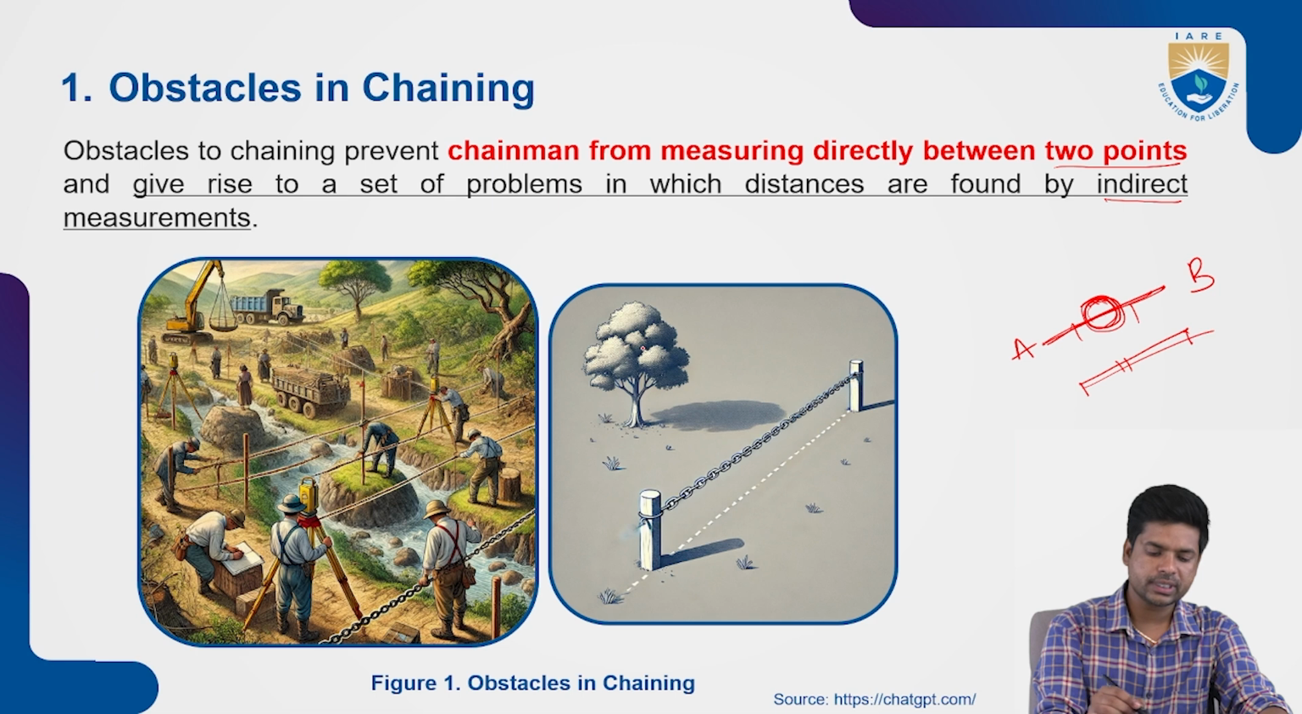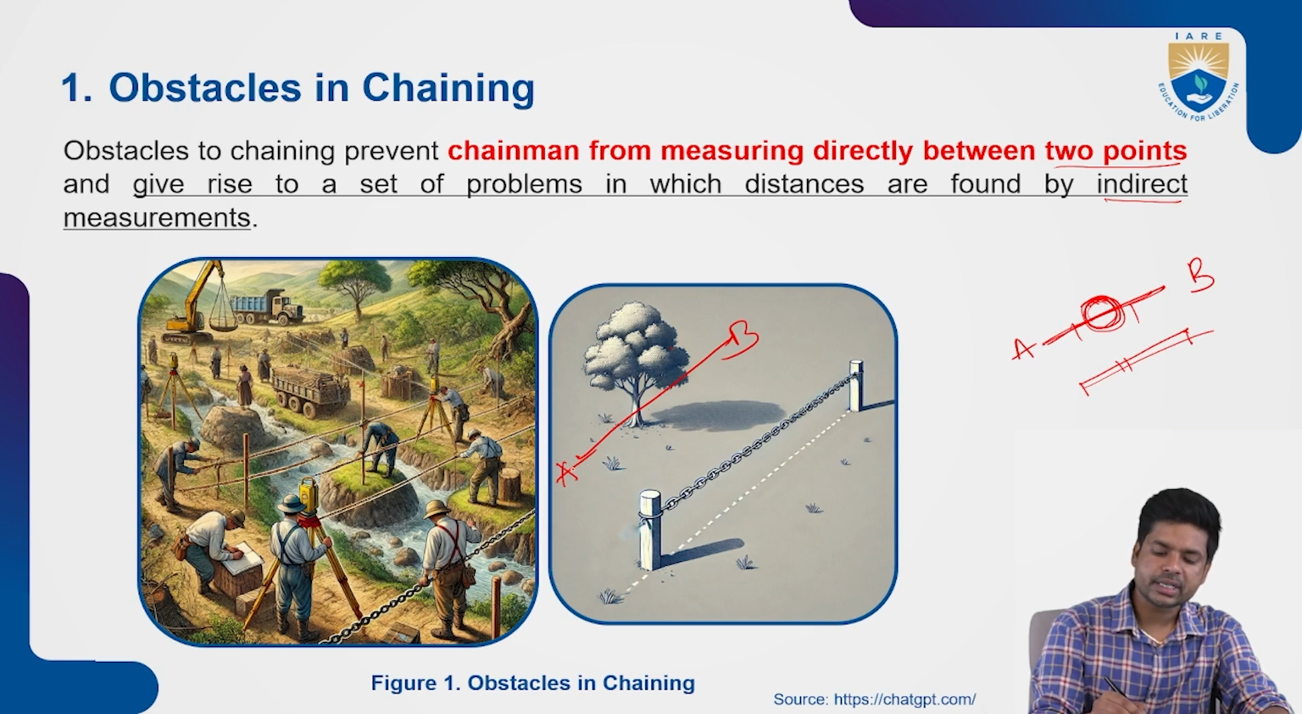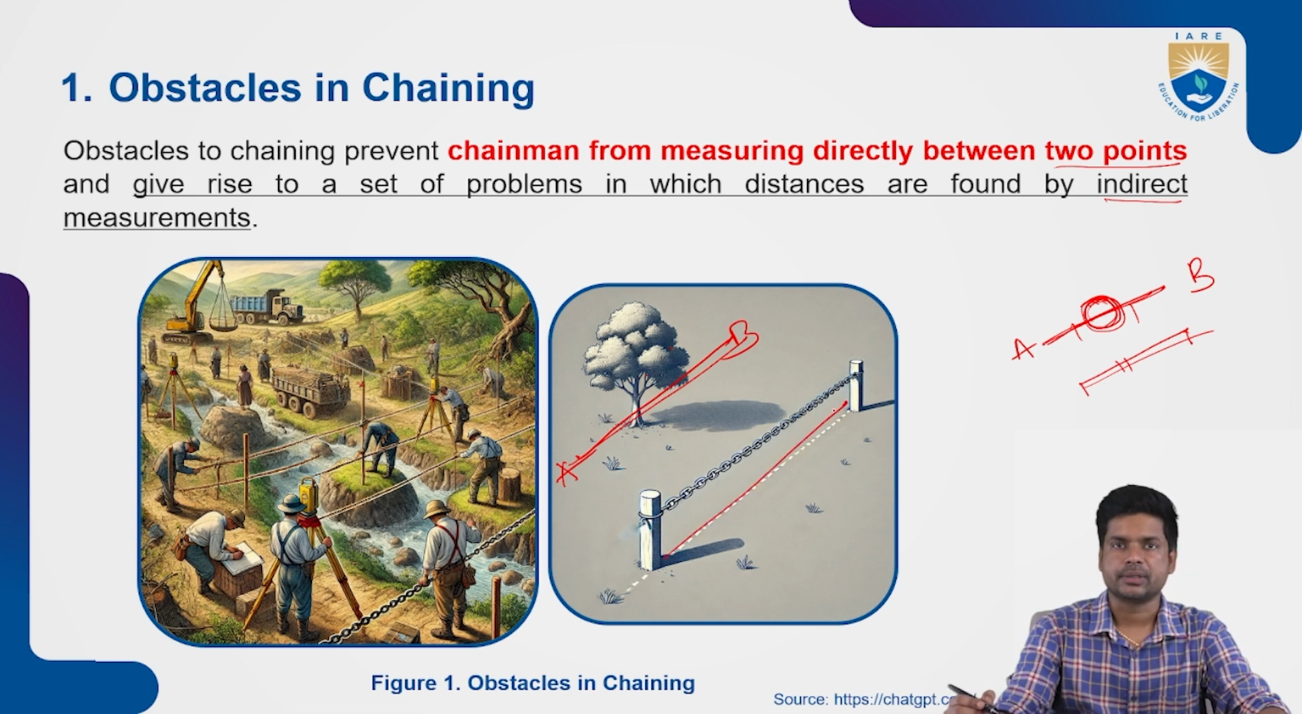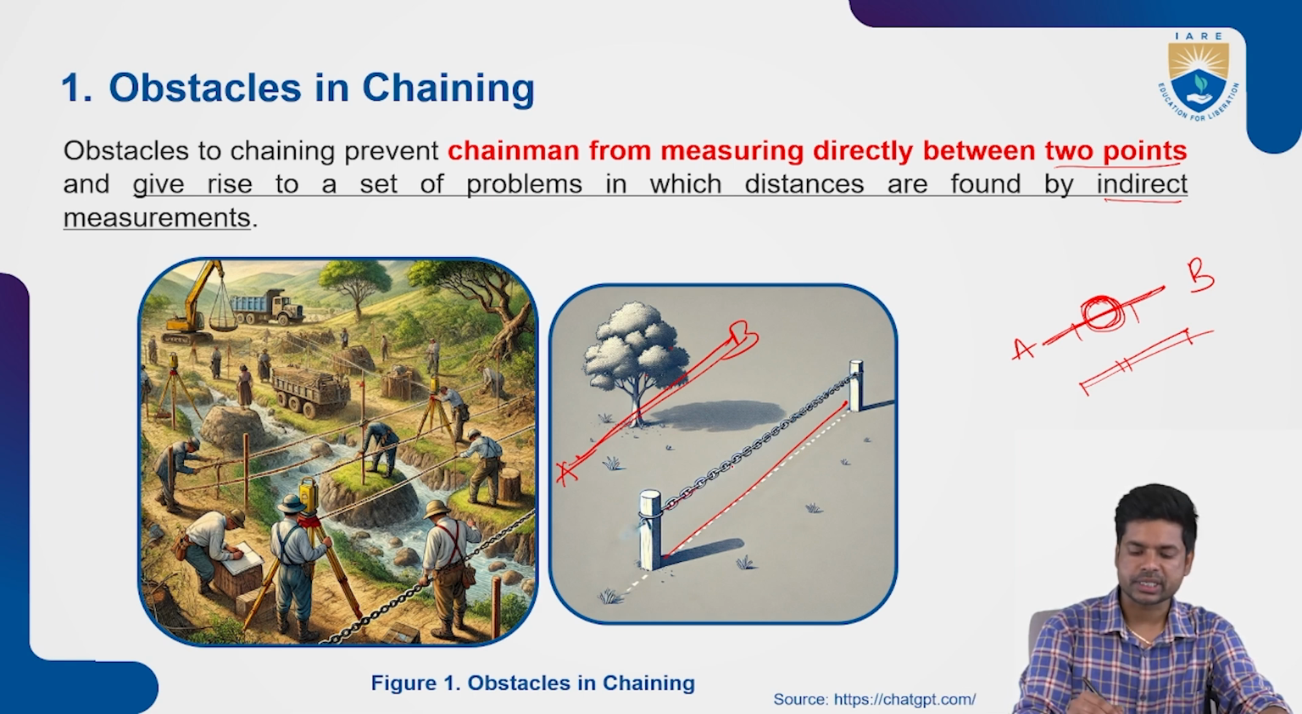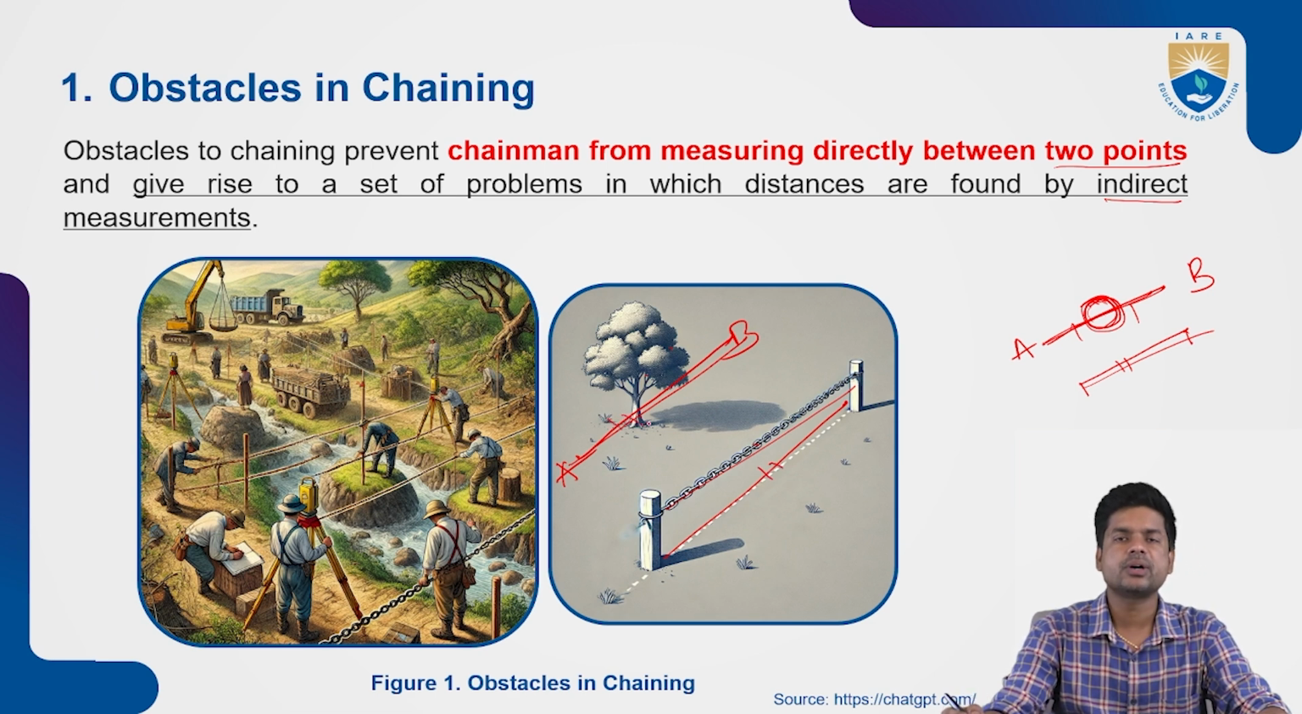Now if you see this image as an example, here we have a tree. I want to measure the distance from this line to this line. This is point A and this is point B. I cannot measure the distance along this line because of this tree. So I establish one more line which is parallel to the actual line, measure its distance using the chain, and equate this distance to the original line. This is how we follow chain surveying when we get an obstacle.